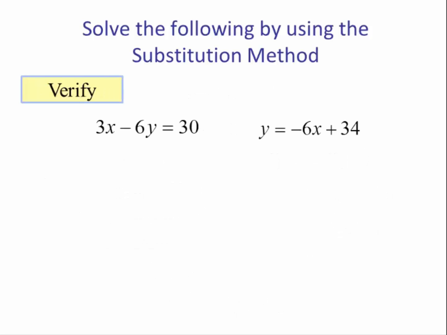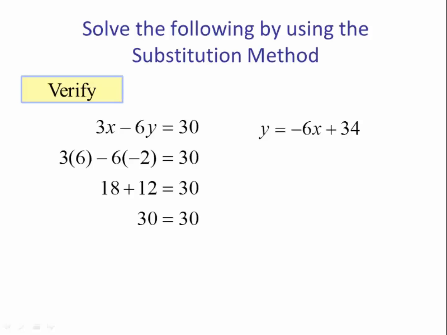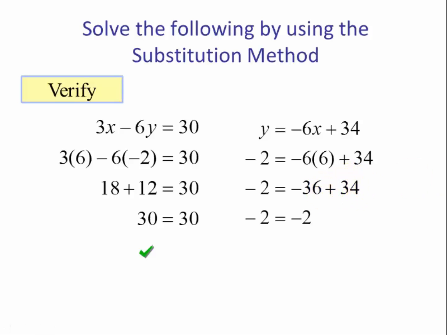To verify this, using our first equation, we have 3 times 6 minus 6 times our y, which is negative 2. Hopefully that equals 30. So we have 18 plus 12, because a negative times a negative is a positive, and 18 plus 12 is 30. It checks. For the second equation, we have negative 2 equals negative 6 times our x, which is 6, plus 34. Negative 6 times 6 is negative 36, plus 34 is negative 2. So the left-hand side equals the right-hand side. We have verified the solution.